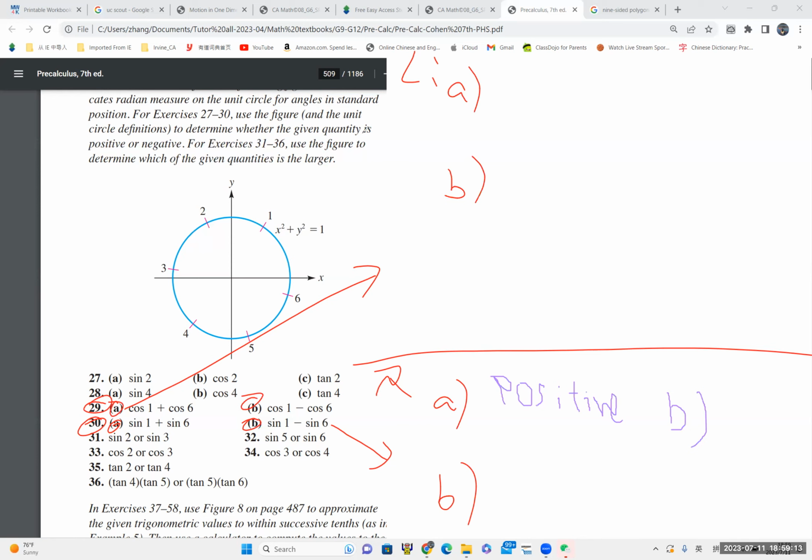Part A, positive. Let me check for B. I'm doing 29, right? Yeah, you do 29. Part A, sine 1 minus sine 6. So you mean both A and B are positive, right? Yes, so positive. Neo, how about you?